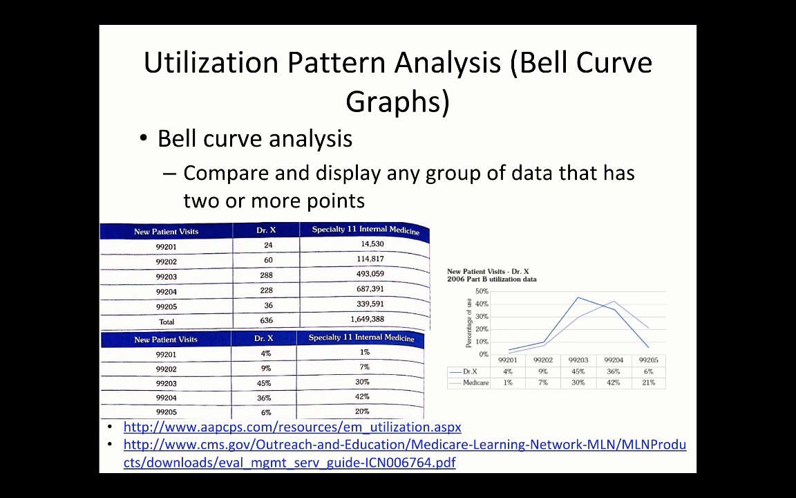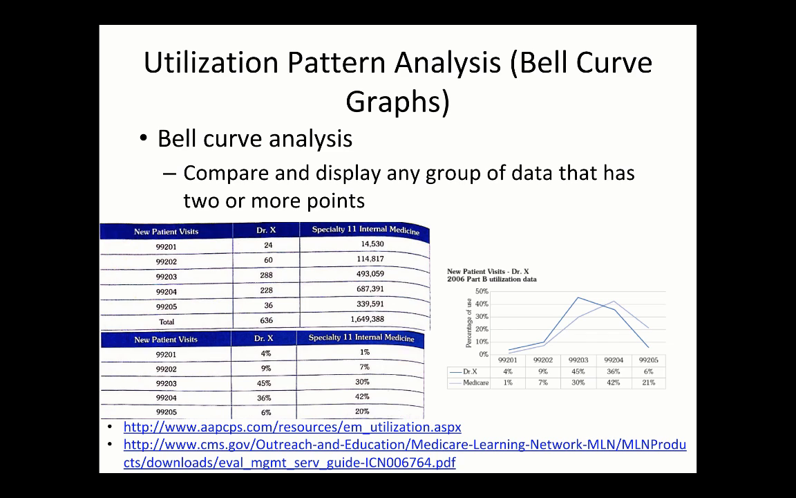For the least severe, Dr. X saw 24 patients, while there were 14,530 Medicare patients. You can continue on with more severe and complex patient visits and compare Dr. X's numbers to the national count. To normalize the data to compare Dr. X to the national count, we can convert each number to a percentage.